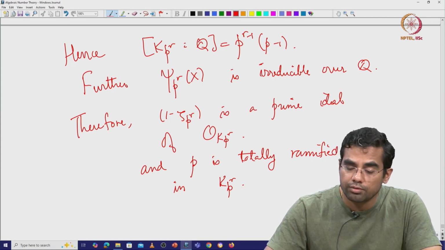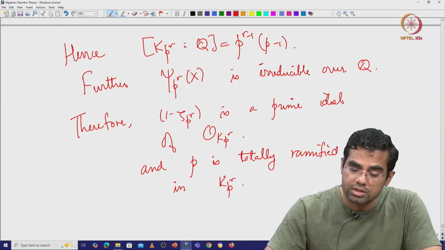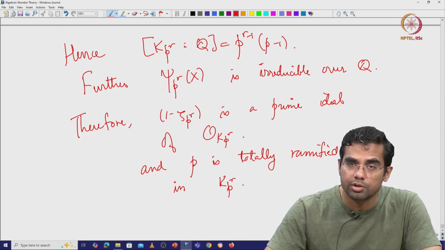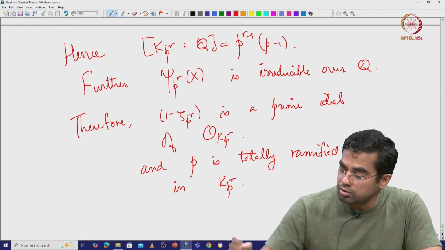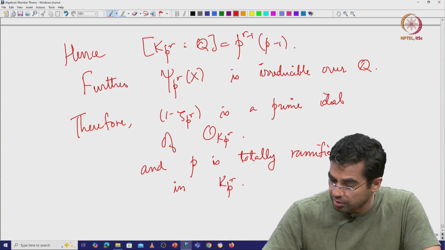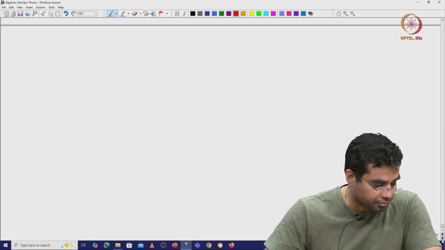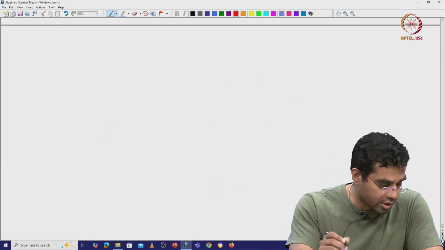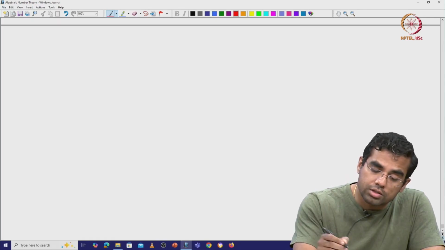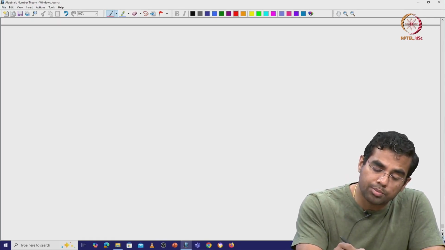If we used Eisenstein criteria to show that psi p to the r of x is irreducible over Q, we would still need to show this. So, I think this is a better way of doing things if we know some algebraic number theory. Okay. So, now we consider the last part.